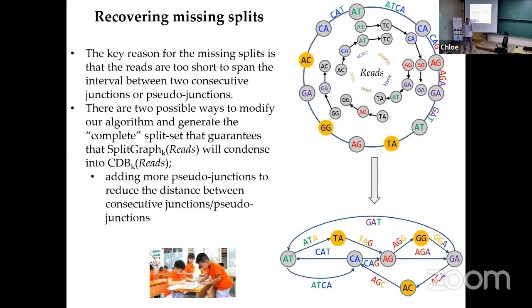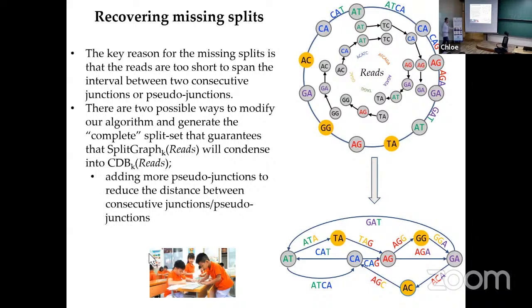Remember, we have to operate within the constraint that whatever we do, we should be able to construct the graph. We cannot afford it to be too large. And we are talking about a graph with tens of millions of nodes.